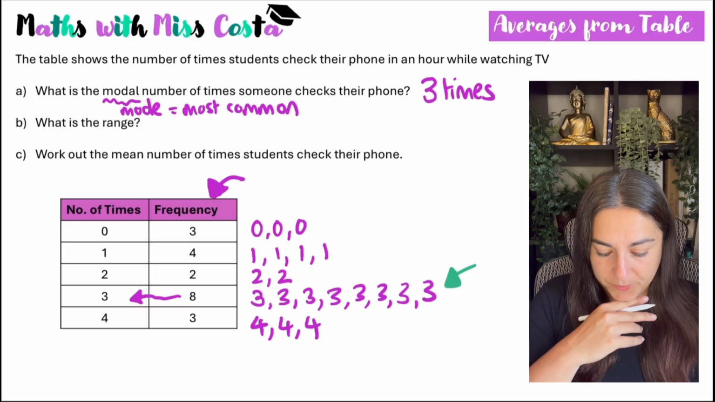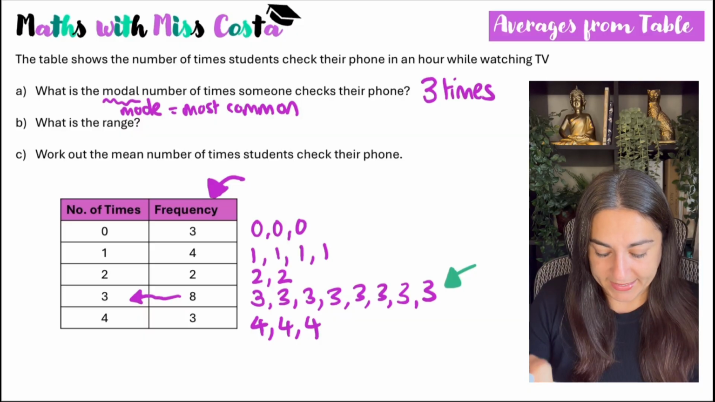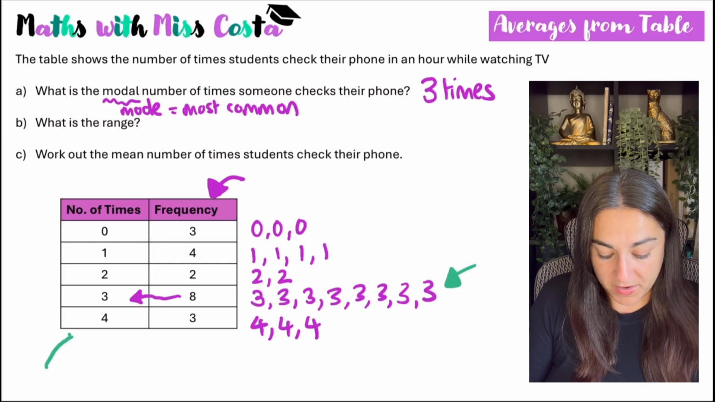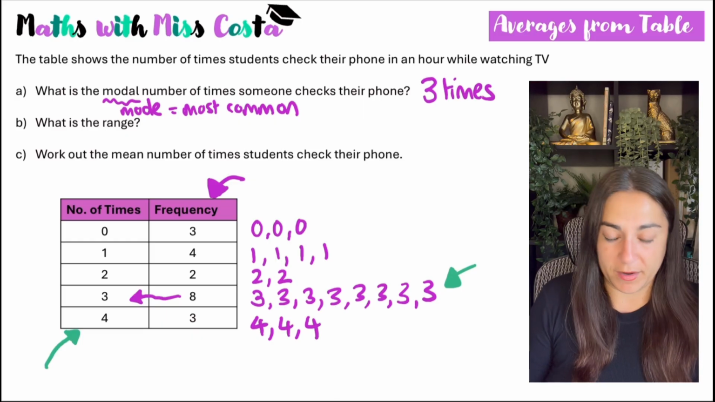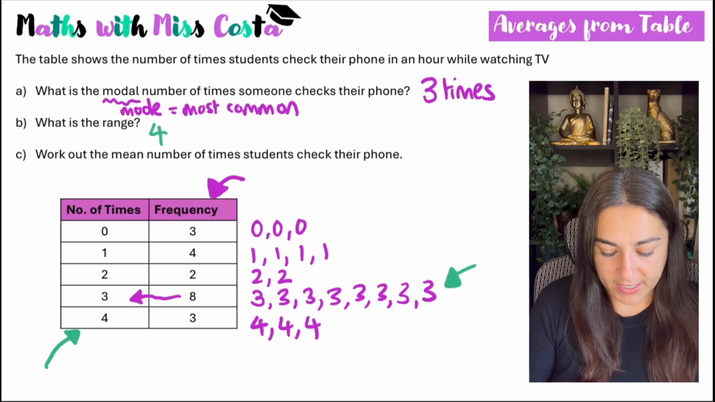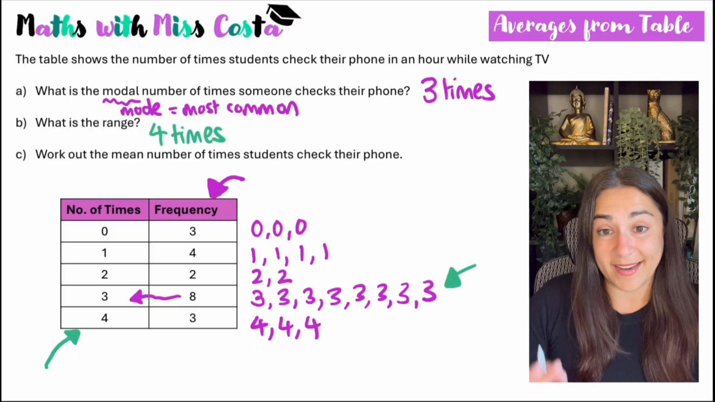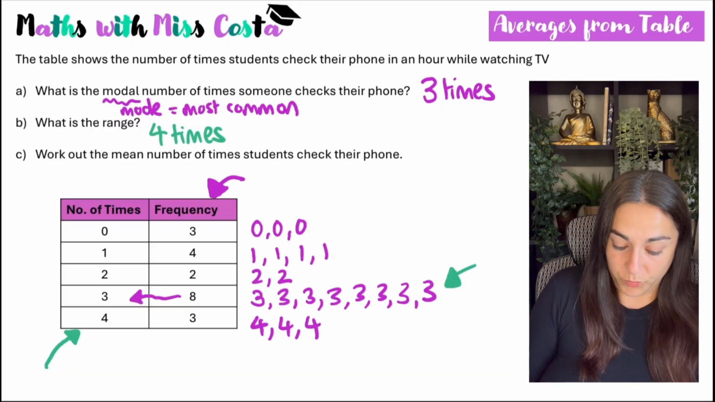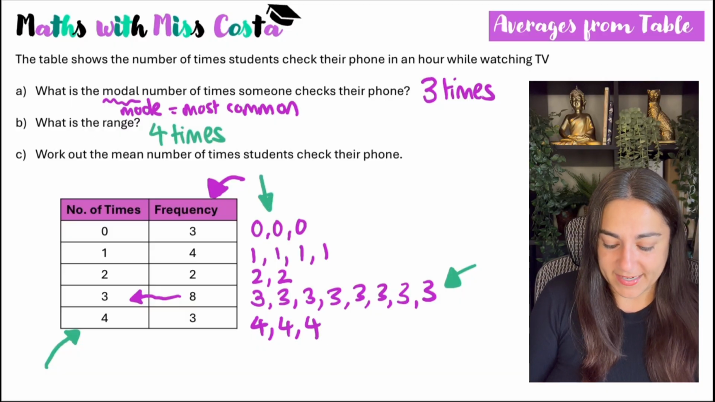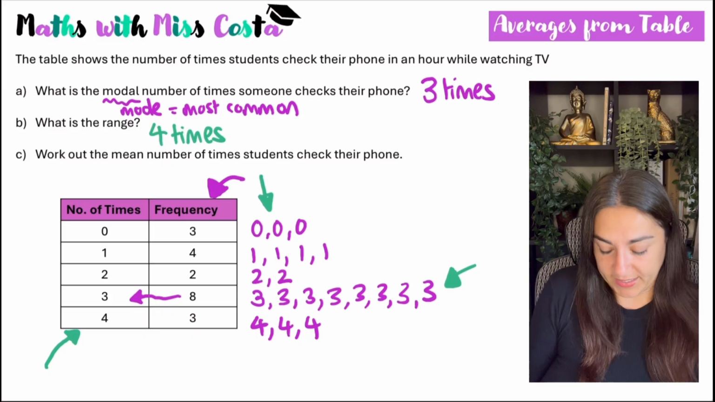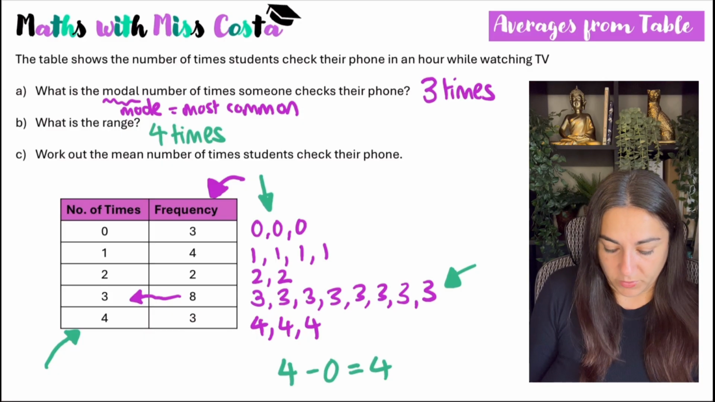Now the range, this one is a little bit trickier. So the range is going to be from the number of times. So people can check their phone between 0 and 4 times. So the range is 4 times. And this is where it gets a bit confusing, because you're like, which column do I do? But think about what the data is doing. And if you get stuck, write out the data like this. And you know that the range is the largest value, take away the smallest value. So that's why it's 4 times.